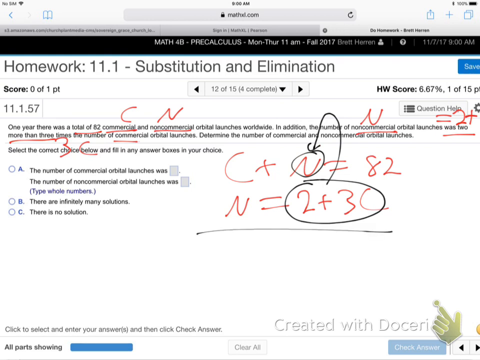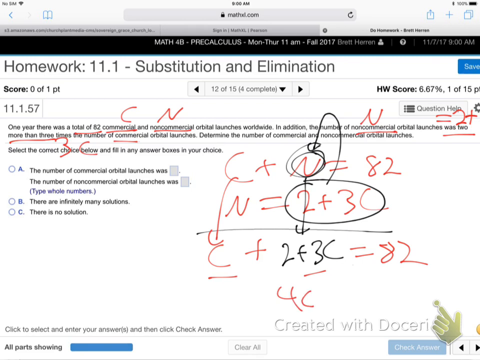Okay, so then what do I get? Let's bring this on down. C plus, and in the place of N, I'm going to put 2 plus 3C, equals 82. Does that make sense what I did there? In the place of N, I put 2 plus 3C because N is 2 plus 3C. Now why is that great? Well, we only have 1 letter now. Now I can solve for C.